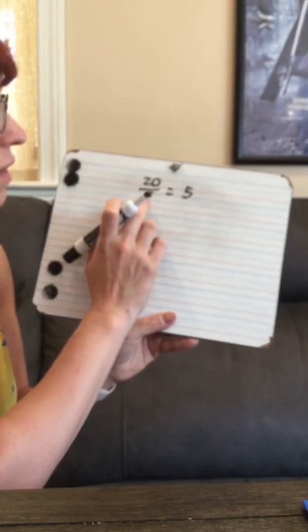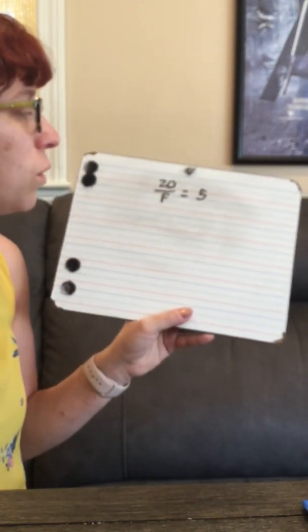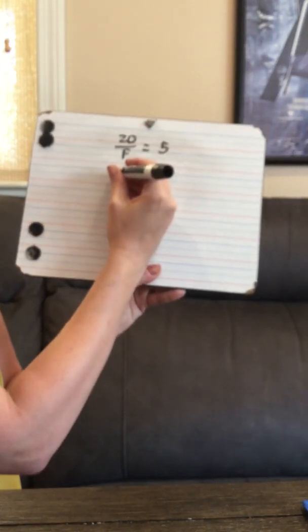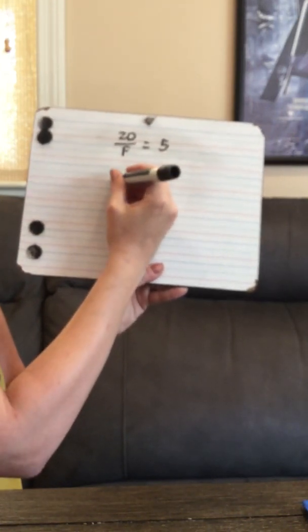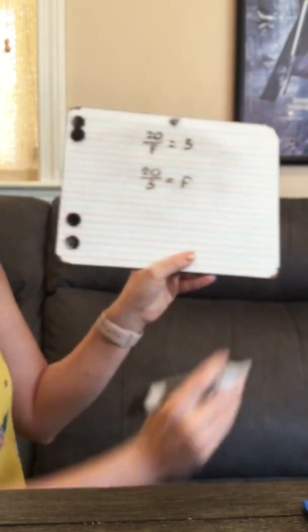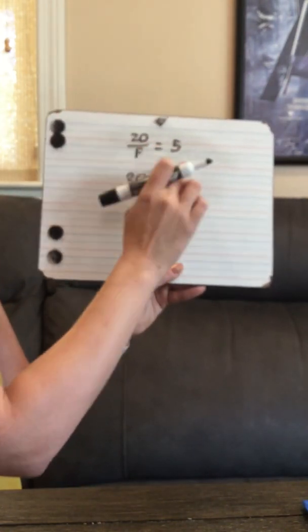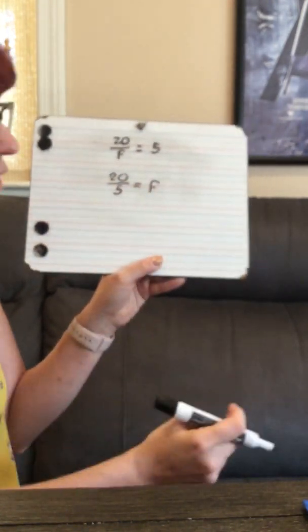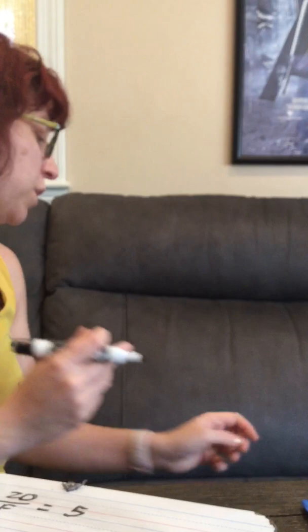So we need to get this to stand alone. So what I like to do is I like to just do the reverse. 20 over 5 equals f. So in this instance, we just switch the 5 and the f because that's what it's going to equal. So 20 divided by 5, you can use your multiplication chart.